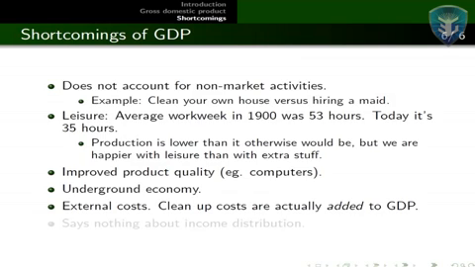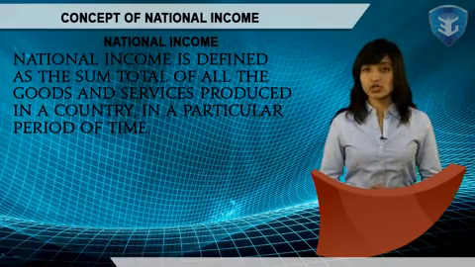And finally, it says nothing about income distribution, whether the production of goods or services or the consumption of goods and services is spread out equally, fairly, or unfairly. Let us now discuss national income.